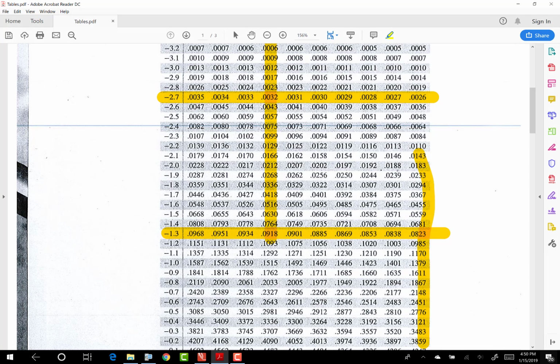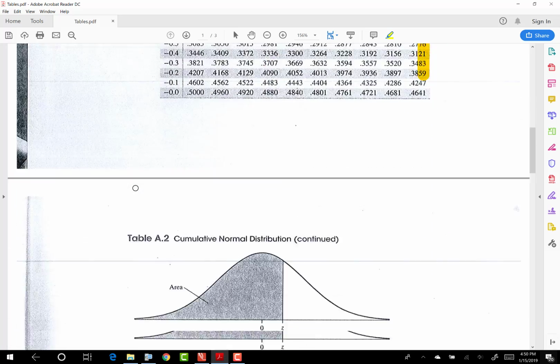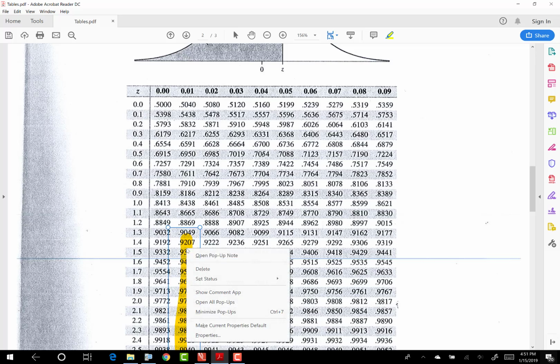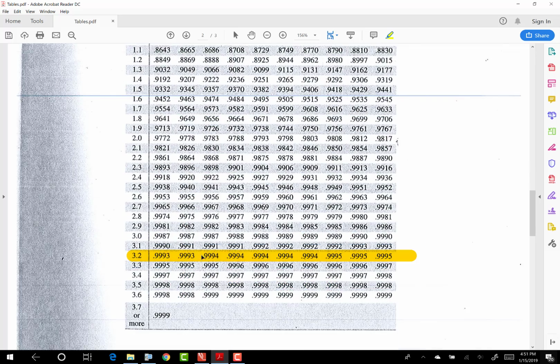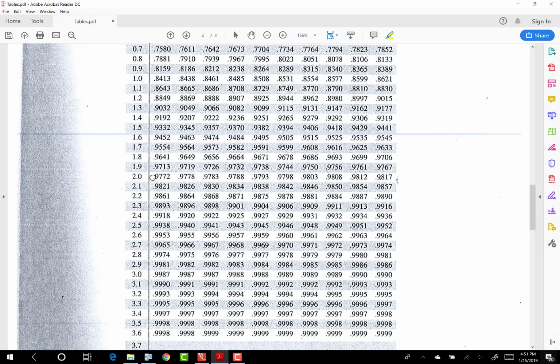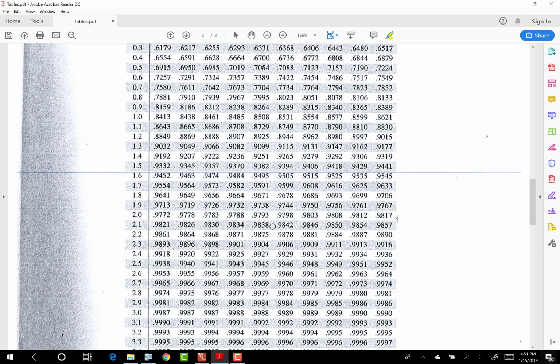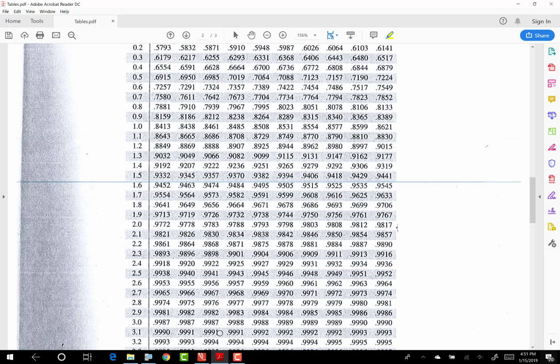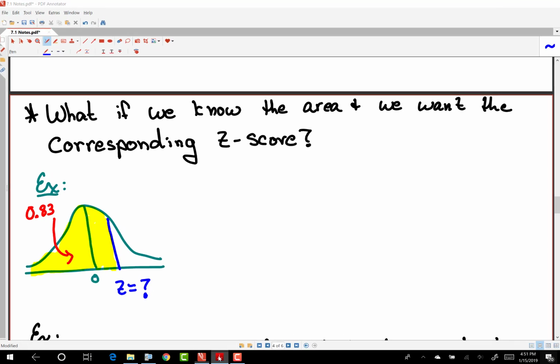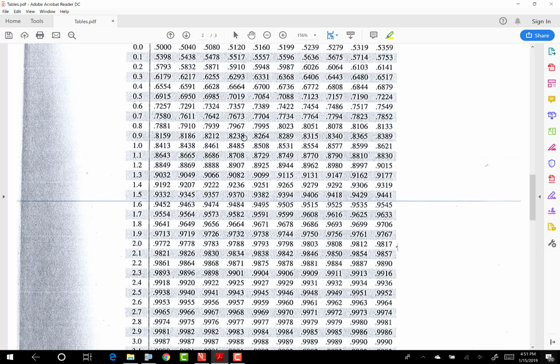So what I would have to do before we had these calculators is I would have to go to the positive z-scores. Let me delete my highlighting. And you would look in the meat of the table. So we're not looking in the first column and the first row. You're looking at all these values inside the table, and you want to find the one that's closest to 0.83. So we've got a couple contenders right here. We've got 0.8289, which would round to 0.83. And we've got 0.8315, which would also round to 0.83.